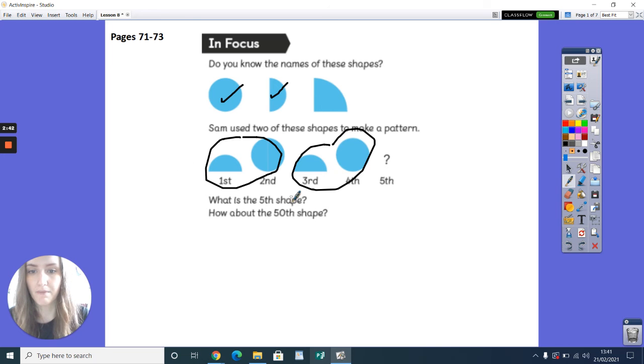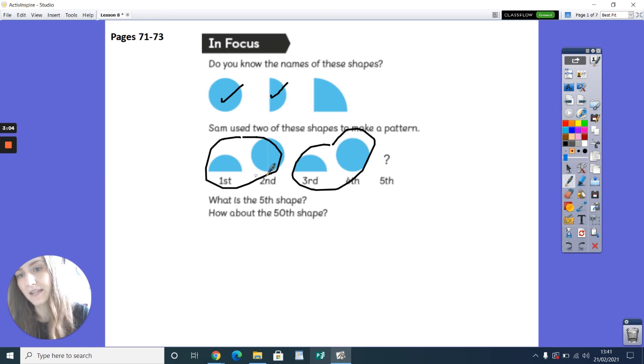Okay? What about the 50th shape? What would the 50th shape in this pattern be? Would it be the semicircle or the circle? Give you a second to tell your adult. If you said it would be a circle, you'll be correct because 50 is even, and every time it lands on an even space, an even number, it's a circle.